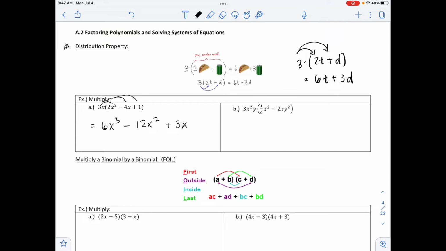The second example says 3x squared y times, and we need to distribute that to everything in the parentheses, so times 16x squared and minus 2xy squared. So we have 3 times 16, which simplifies to 1/2. Then we have x squared times x squared, which is x to the 4th by adding those exponents. And we have a y, minus, we have 3 times 2, which would be 6. Combining our x's together, we have 2 x's out in front of the parentheses, 1 inside, and adding those exponents together would be x cubed. And then we have a y cubed also.